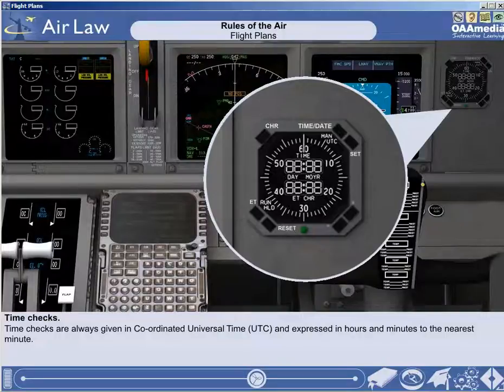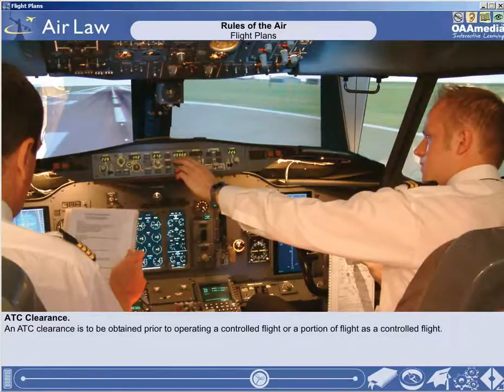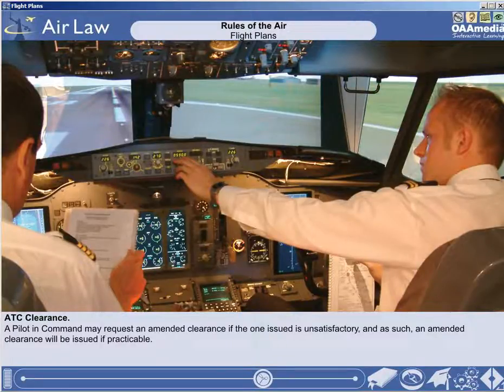Coordinated Universal Time is to be used and is to be expressed in hours and minutes using the 24-hour clock, beginning at midnight. Time checks by ATC are given accurate to the nearest minute. An ATC clearance is to be obtained prior to operating a controlled flight, or a portion of a flight as a controlled flight. Such a clearance can be requested by the submission of a flight plan to an ATCU. A pilot in command may request an amended clearance if the one issued is unsatisfactory, and as such, an amended clearance will be issued if practicable.